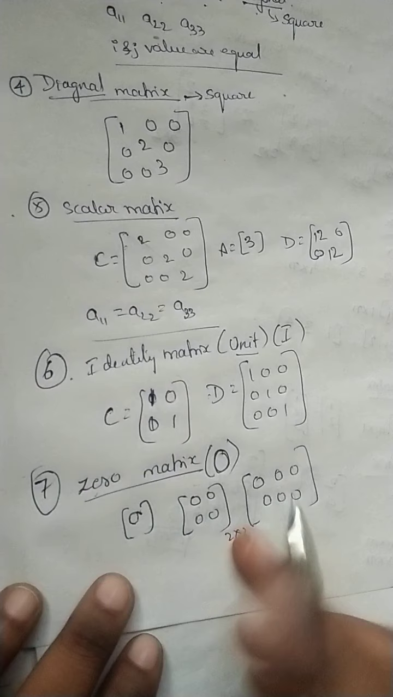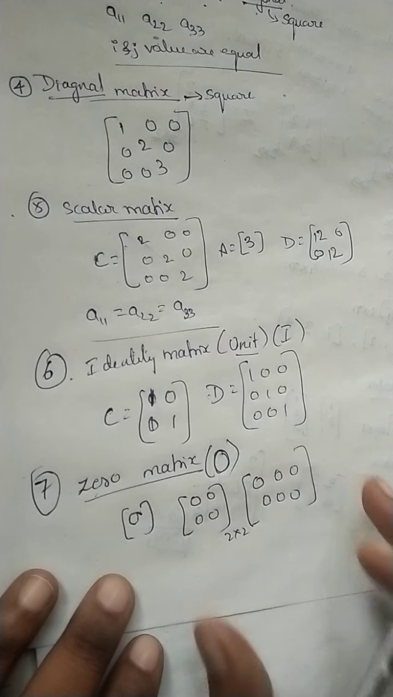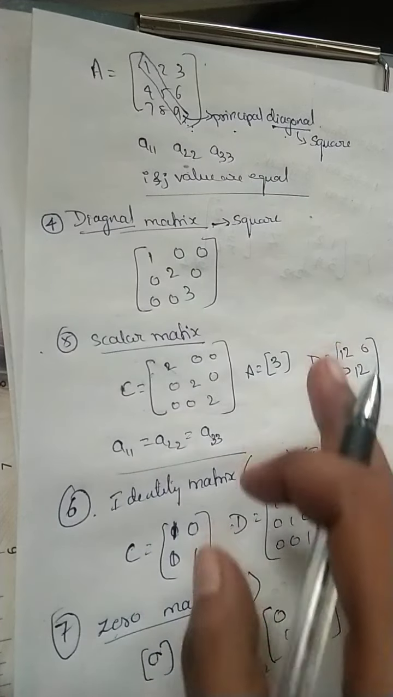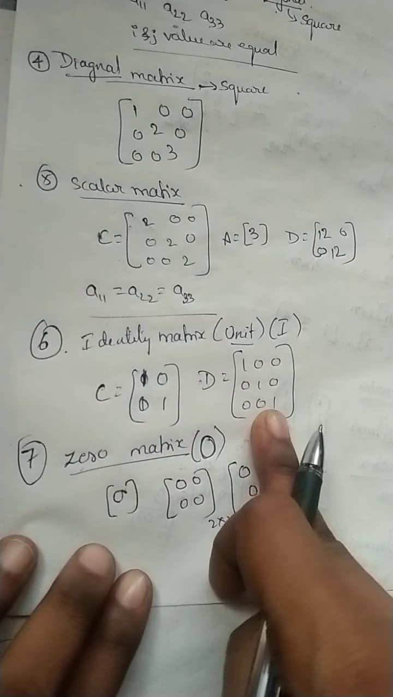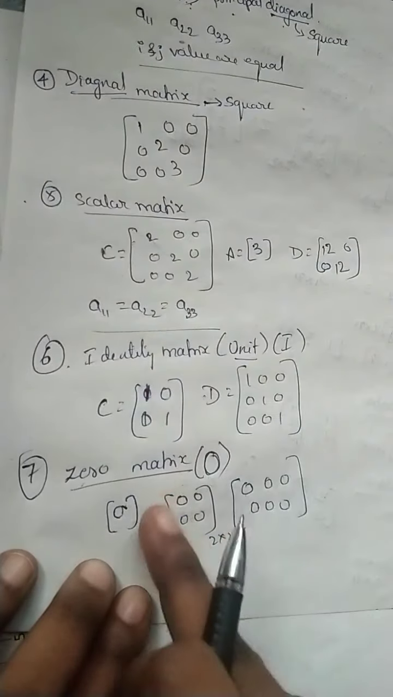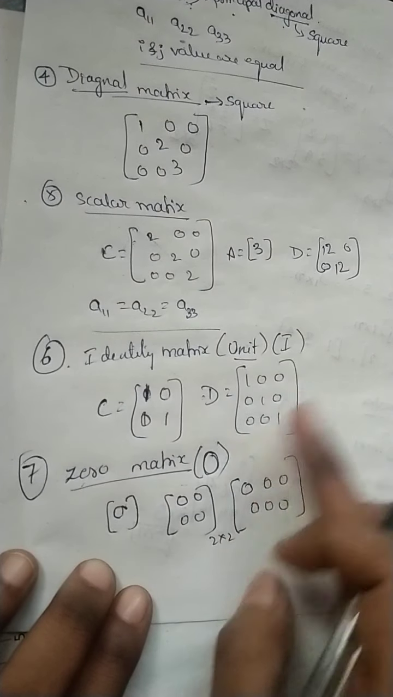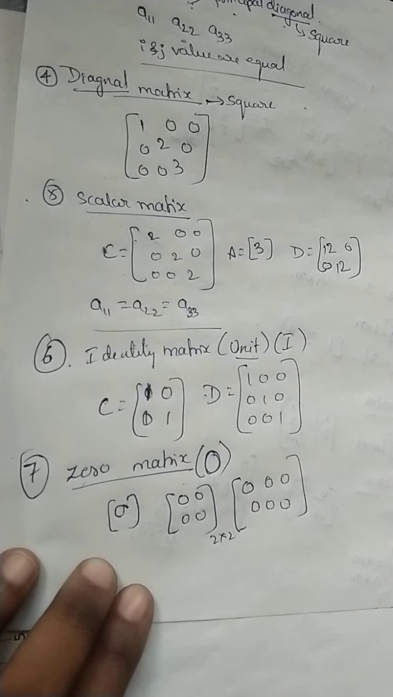And a zero matrix can be any matrix. It doesn't mean that it should be a diagonal matrix where the number of rows and number of columns should be equal. Whereas the identity matrix is a scalar matrix where the diagonal elements are 1, which means the number of rows and columns should be equal.